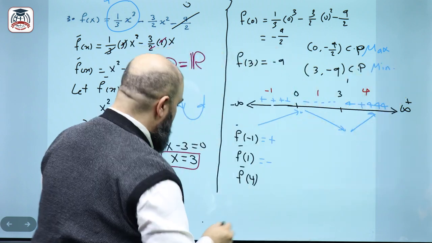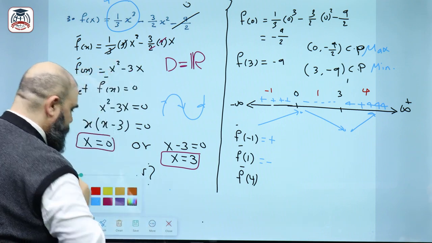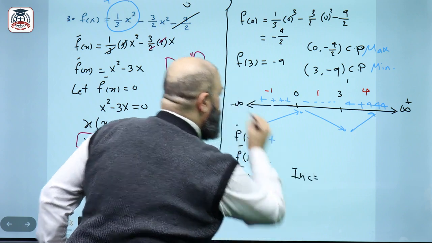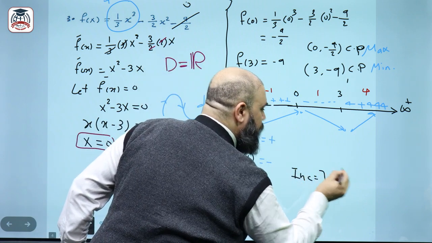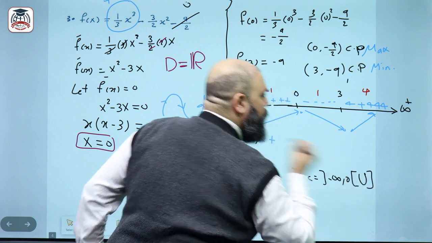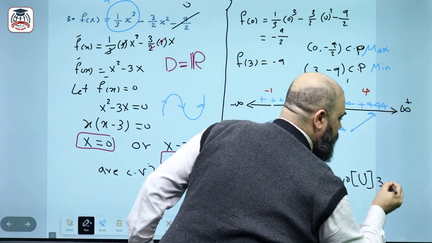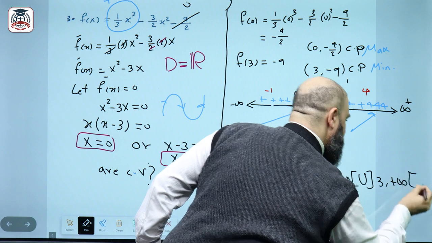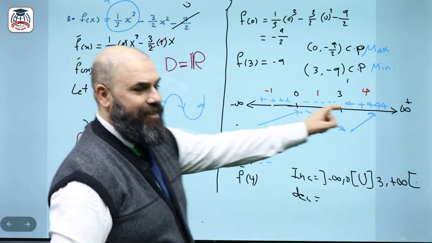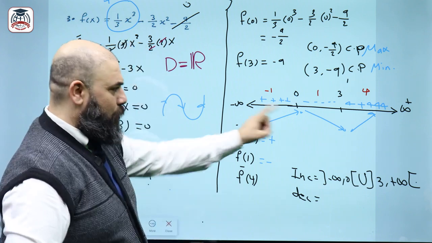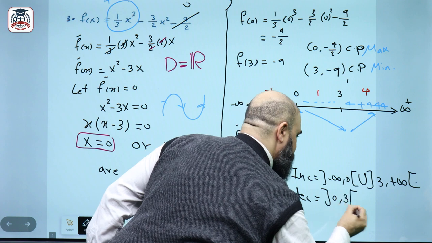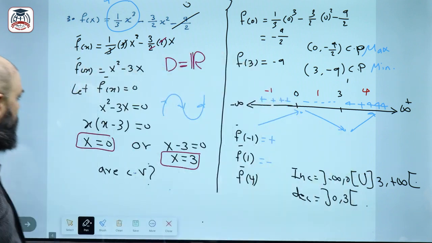You can write the increase region as starting from negative infinity until 0, union 3 to positive infinity. The decrease region lies between 0 and 3, the open interval 0 to 3.